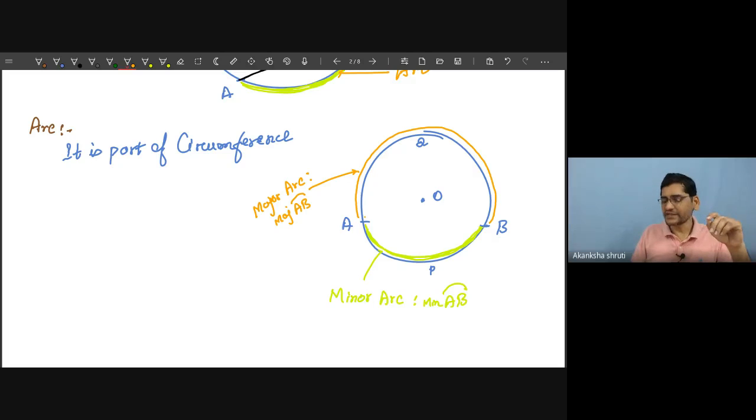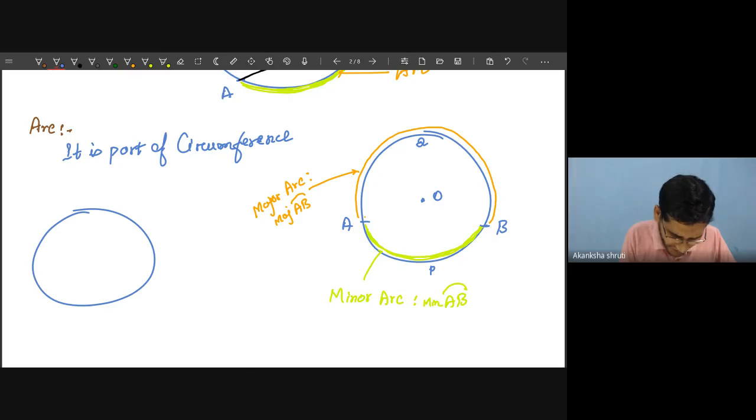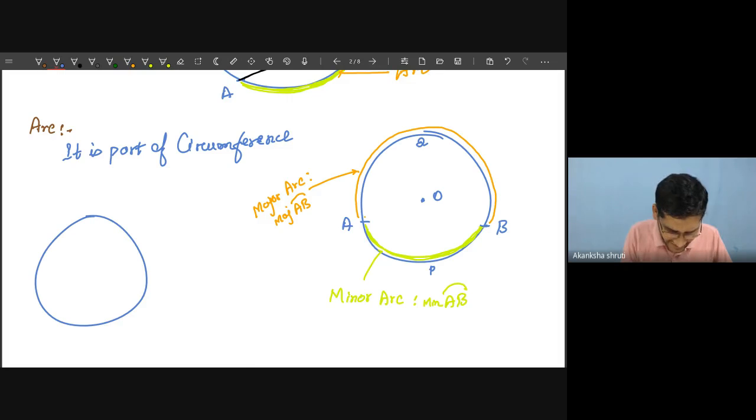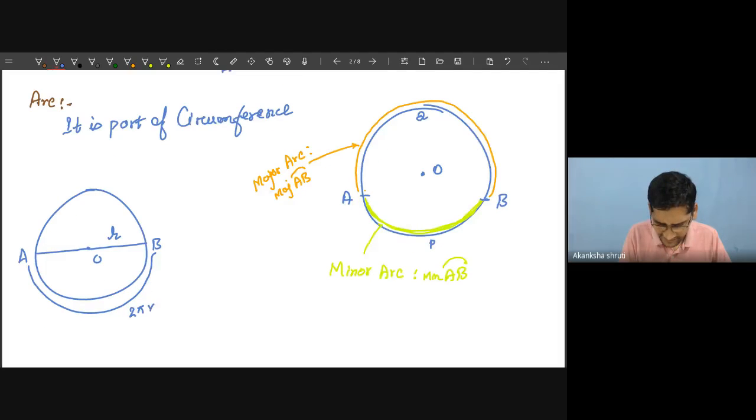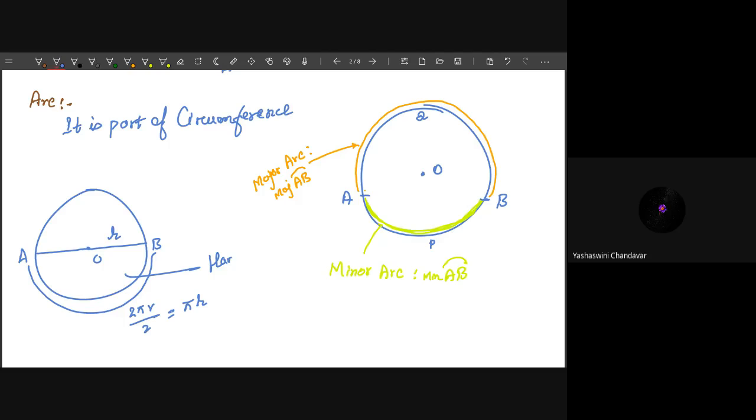How can we understand which is minor and which is major? We can understand with reference to their circumference length. Students, if we are considering the entire circle with center O and radius R, and AB is a straight line through the center, it is forming a diameter. Then what is this length? It will be half of 2 pi r, so it is simply pi r, meaning half of the circle. This half of the circle is called a semicircle.